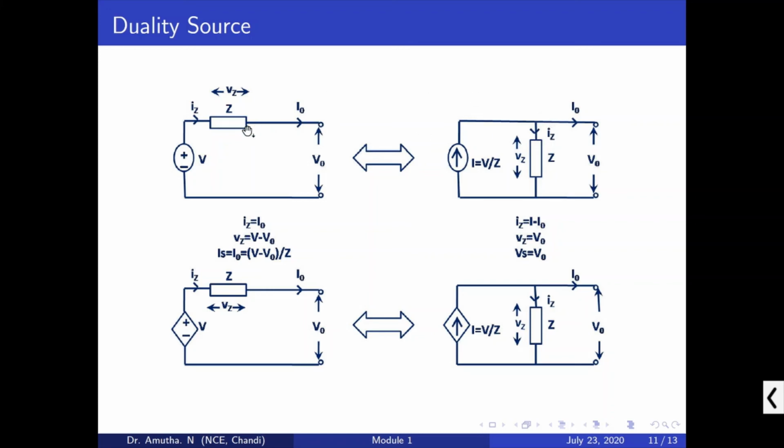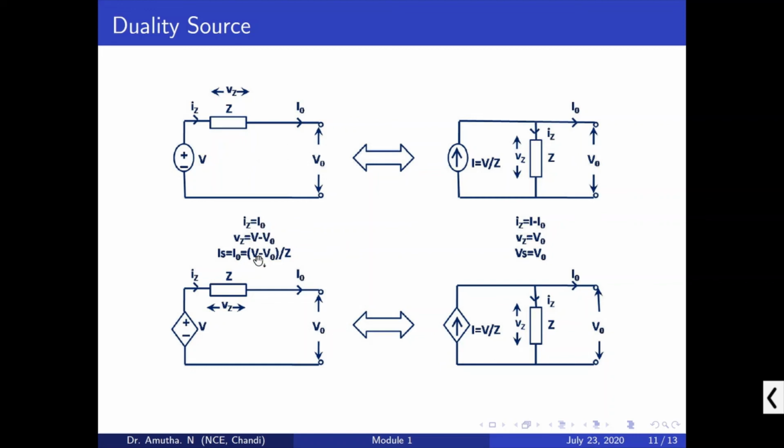V0 is the voltage across this circuit, and it remains the same, whereas the current through this voltage source and the current obtained after converting the voltage source are different. The current through this Z and through that Z will be different, so this should not be IZ. How will the current be? Here IZ is equal to I minus I0, whereas there IZ is equal to I0. Here VZ is V minus V0, whereas there VZ is equal to V0. So IZ and VZ are different.